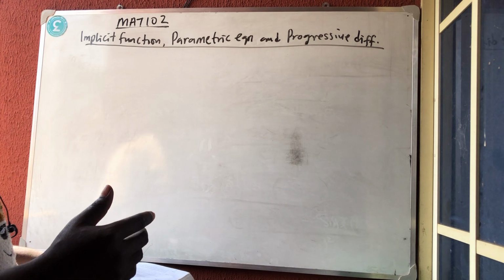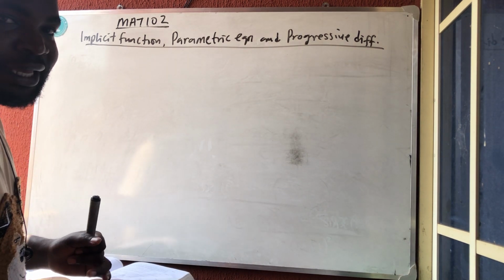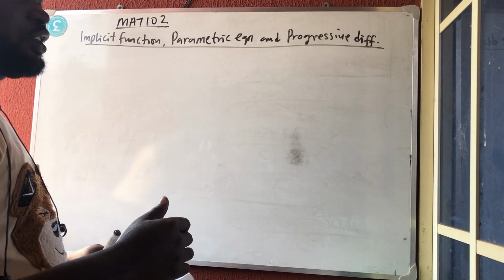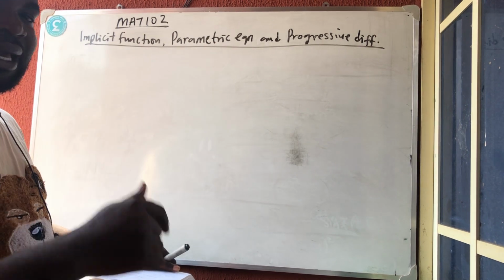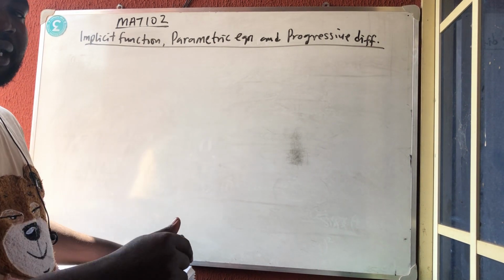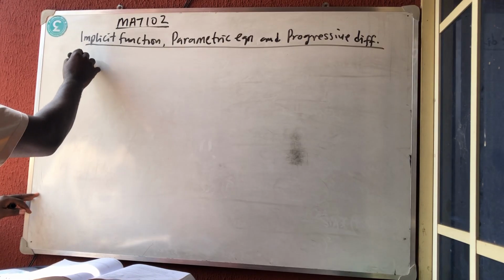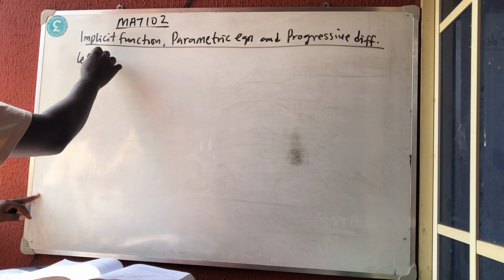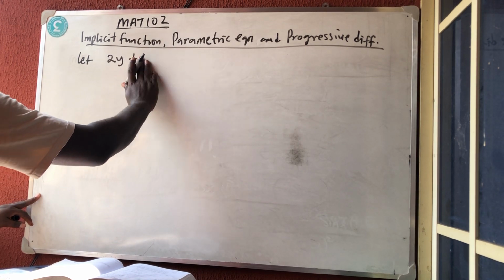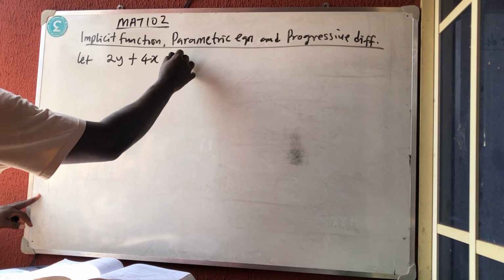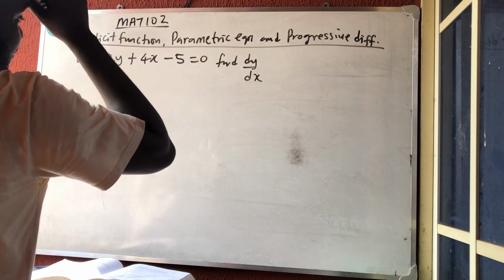Implicit differentiation is simply when differentiating y, anywhere you differentiate y, or in fact anywhere you differentiate the dependent variable. If it is y, put the dy/dx. If it is z, put the dz/dx. As simple as that. Watch me now. What do I mean by that? If I have 2y plus x plus 4x minus 5 is equal to 0, then find the dy/dx.